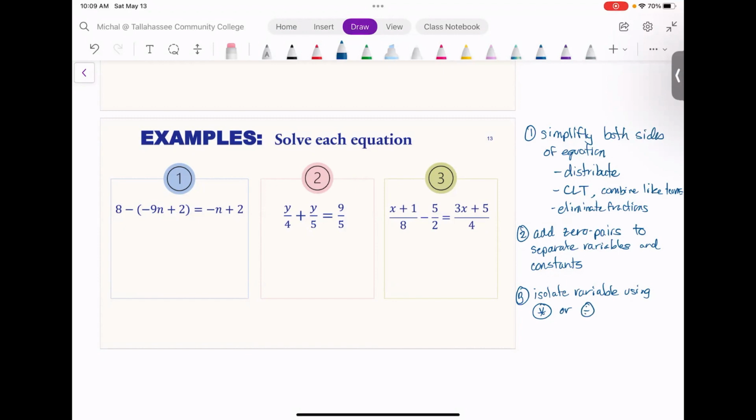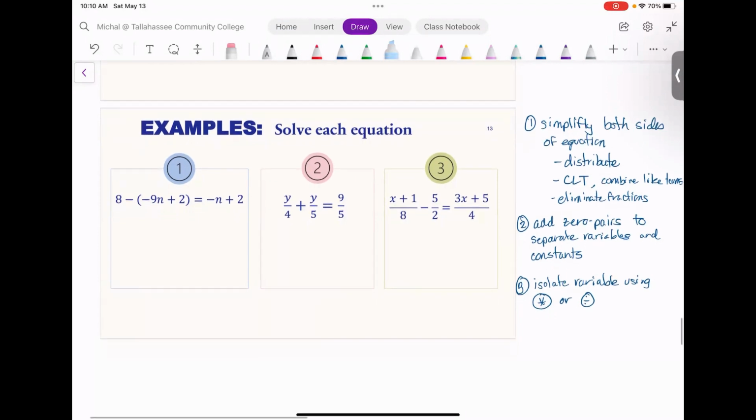So let's take a look at this first example. My first step is to simplify both sides of the expression. I see grouping symbols and I see this subtraction. There's a couple of ways to think about this step. When I have subtraction of a group, it's the same as writing -1 times that group.